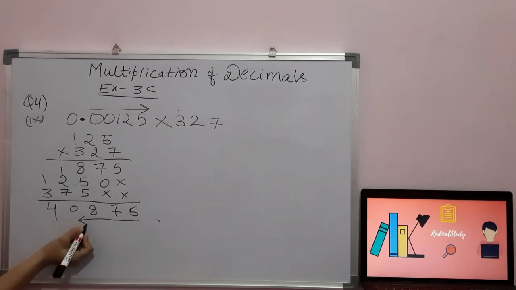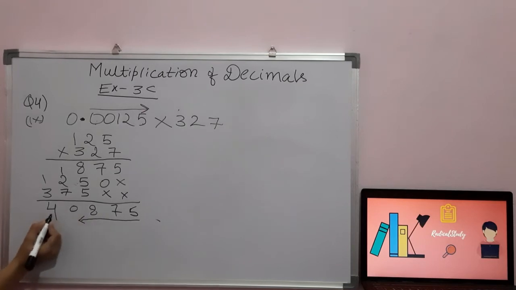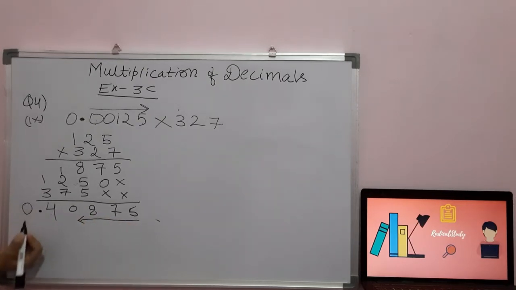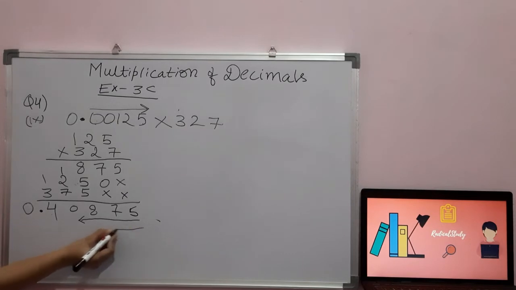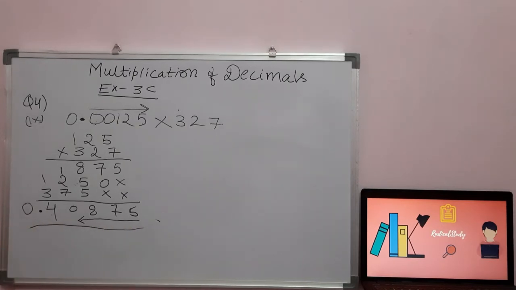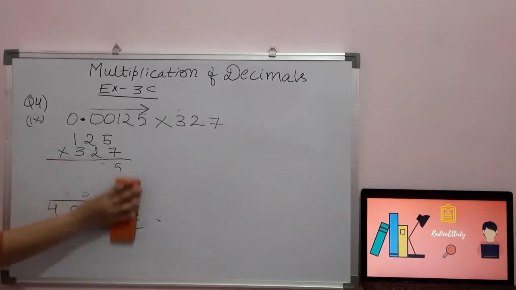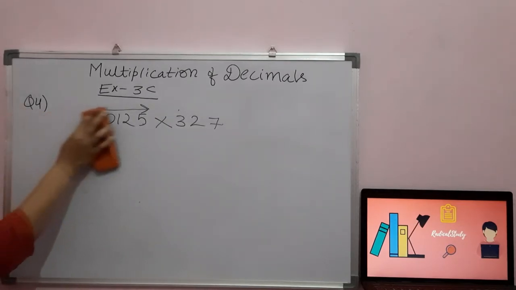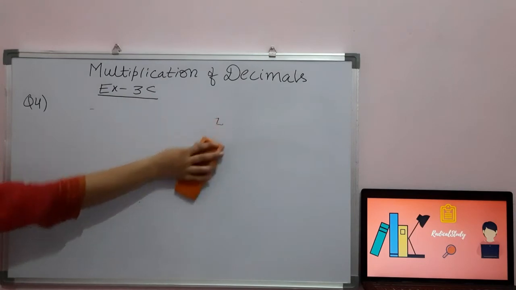From the right we have to come towards left. 1 2 3 4 5. यानी कि हमारा पॉइंट इससे पहले आएगा यहाँ पे. तो जब आपका पूरे रिजल्ट से पहले पॉइंट आ गया तो आपको यहाँ पे एक जीरो ऐड करना होगा. So what will be the answer? 0.40875.